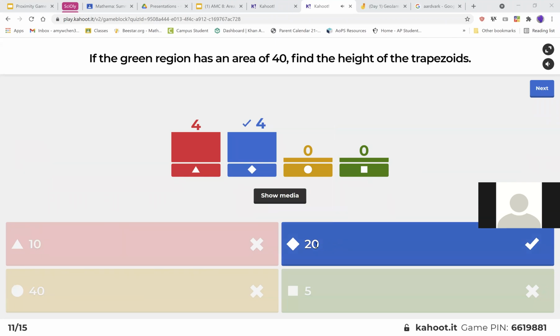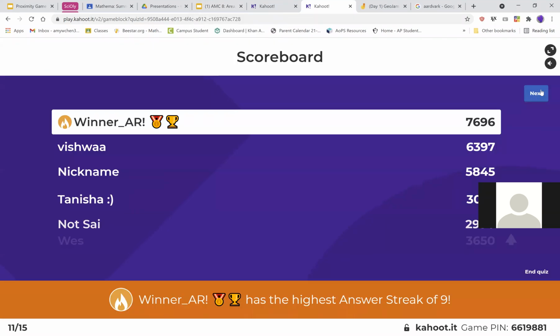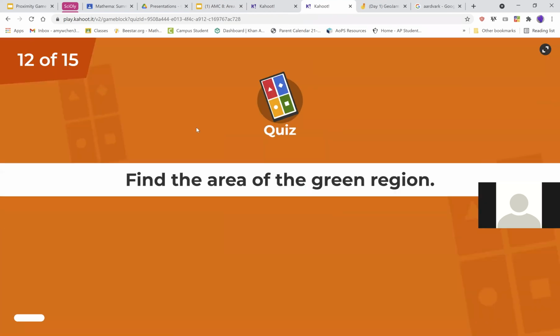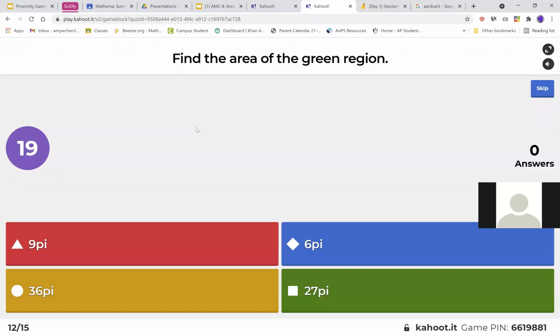Okay. Half of you guys got it. The last one had 10, and then if you double the area of the triangles, you can just double the height. Yeah, essentially. Okay. The leaderboard shifted around. All right, we're a little bit over time, but that's okay. Find the area of the green region.